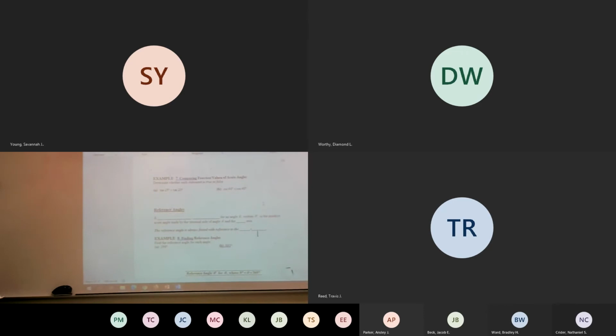When we're talking about reference angles, we're talking about an angle that's written for an angle theta. The reference angle is written as theta prime. And it's an acute angle made by the terminal side of the angle theta and the x-axis.